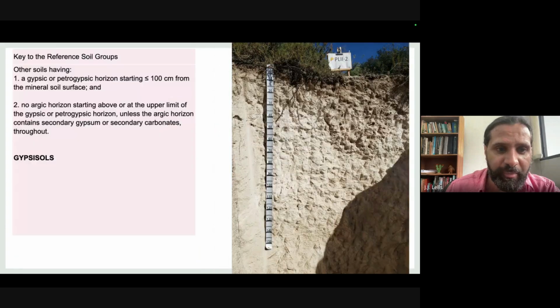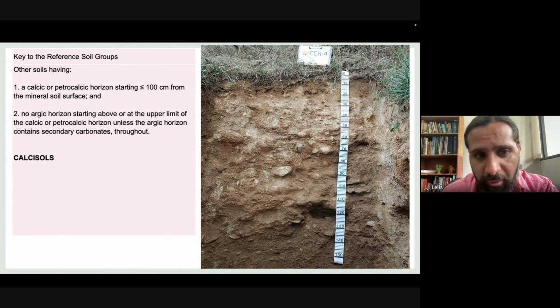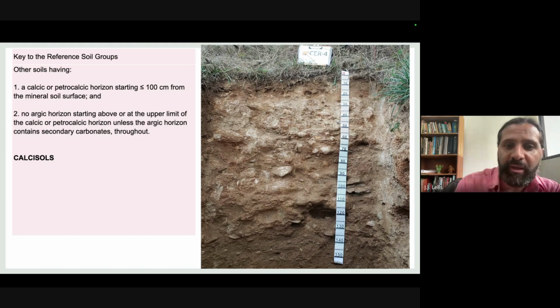In the case of, for example, the gypsic soils, we can find some calcic or even petrocalcic horizons too. It is not a problem, okay? But because of the gypsic or petrogypsic horizon, in this case, we must classify the soil as a gypsic soil. So if I find a soil with calcic or petrocalcic horizons and gypsic or petrogypsic horizons, this soil should be classified as a gypsic soil. But if I only find calcic or petrocalcic horizons, no gypsic or petrogypsic horizons, in this case, this could be a calcic soil.